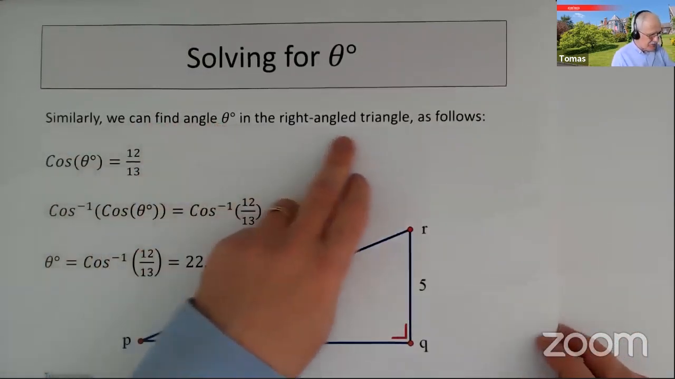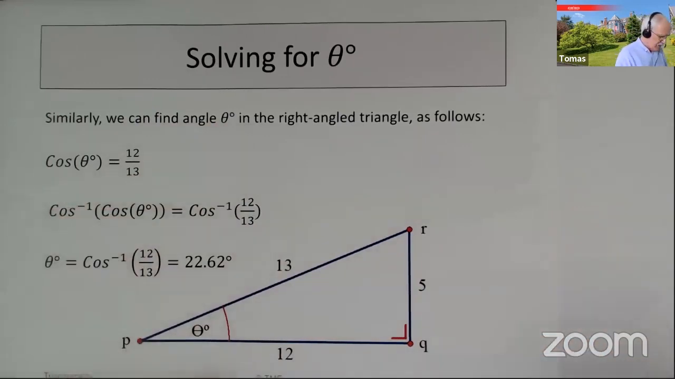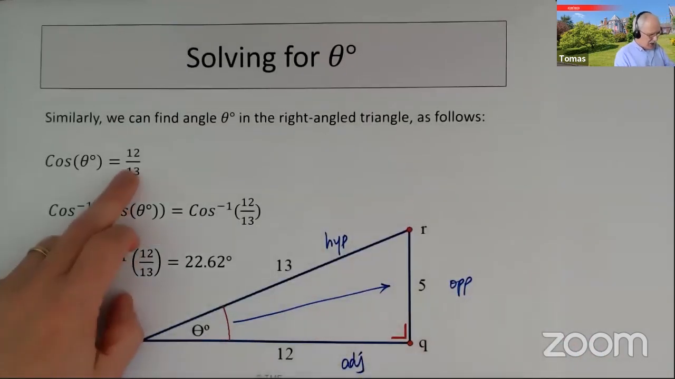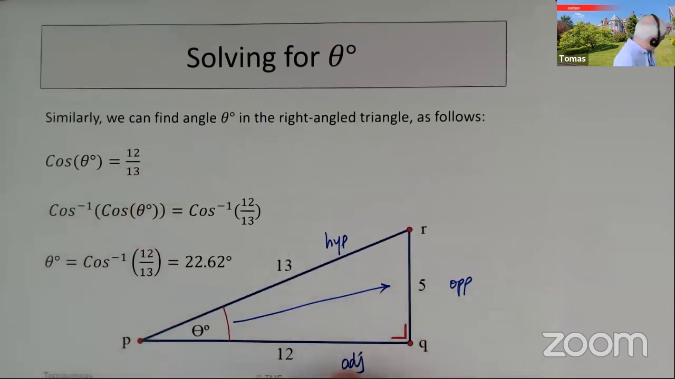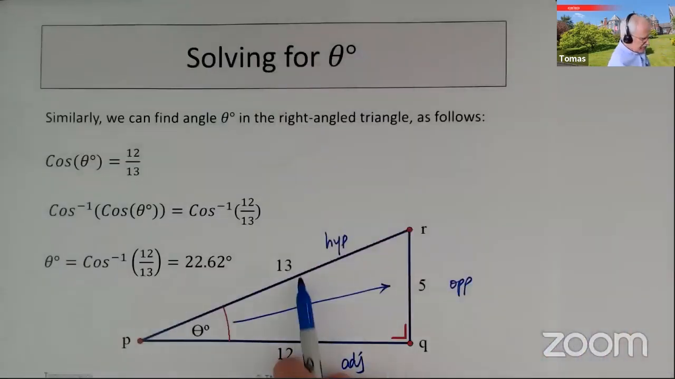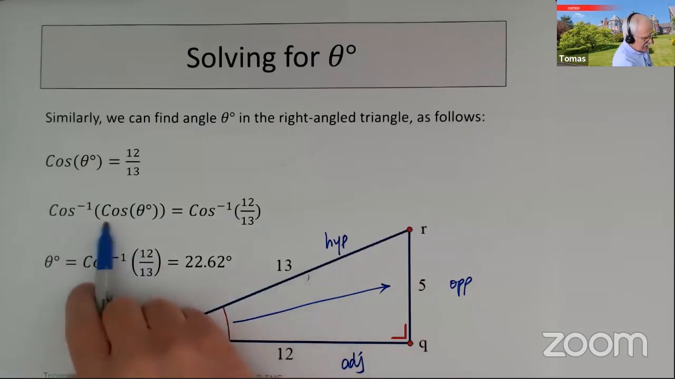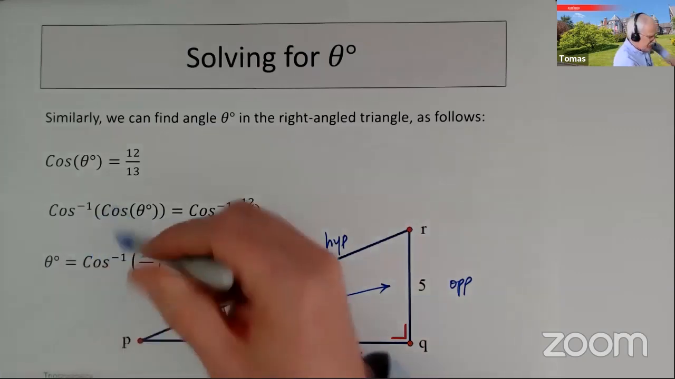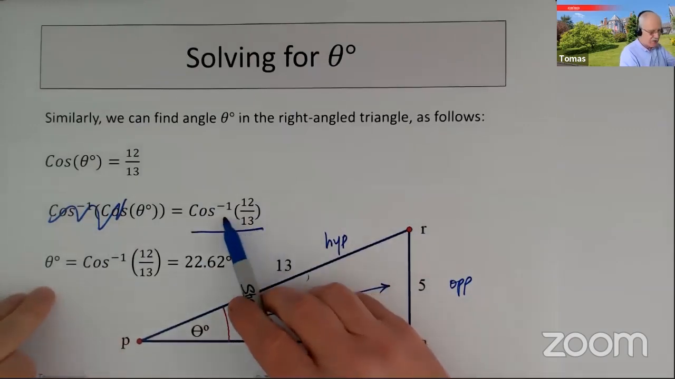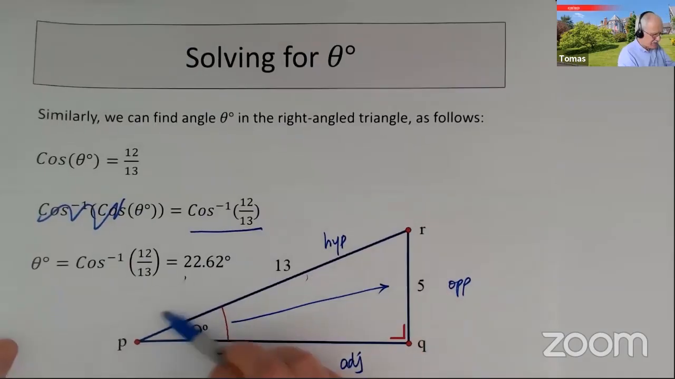Similarly, if they wanted to find cos of theta, we'd do the same. We'd go opposite, hypotenuse, adjacent. For cos, we'd go adjacent over hypotenuse, because that's what the cos is. Adjacent over hypotenuse, 12 over 13. We do the same. We get rid of the cos with the inverse cos, leaving the inverse cos of 12 over 13 on your calculator. Inverse cos, same angle.